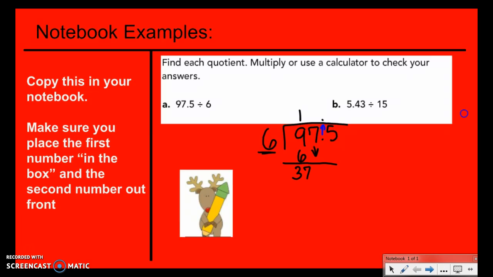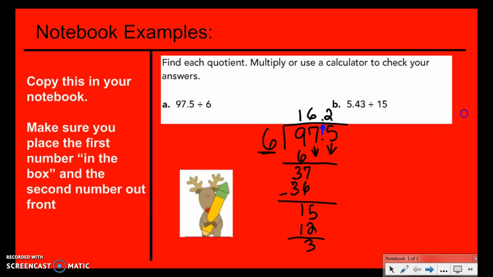Okay, now you have 37. 6 can fit inside of 37 exactly 6 times with 1 left over. So you have 36. 6 times 6 is 36. Subtract your difference. Now you have 1. Bring down your 5. So you have 15. 6 can go into 15. Well, it can go into 18, it can go into 12. So let's do 6 times 2, which is 12, with 3 as your answer.